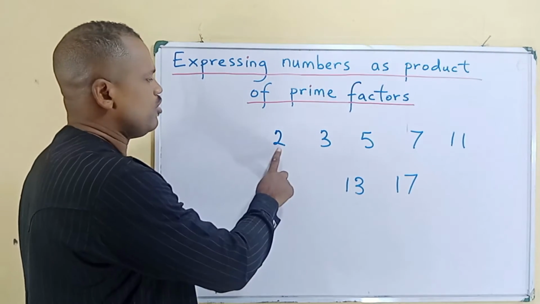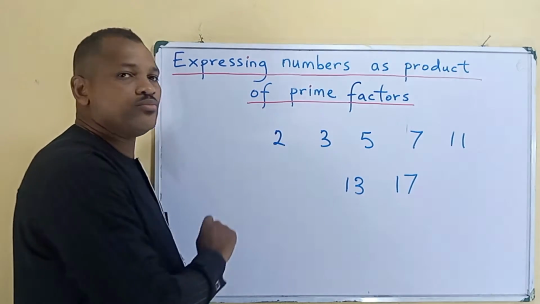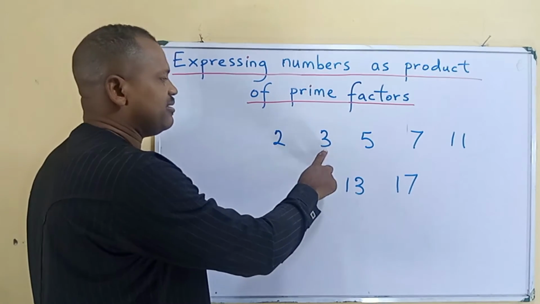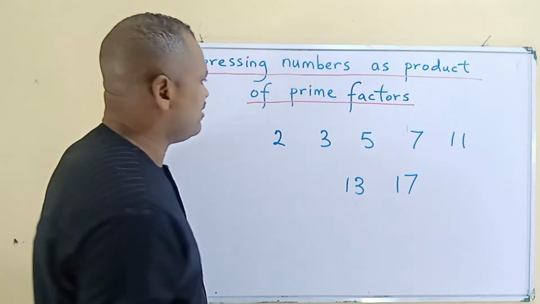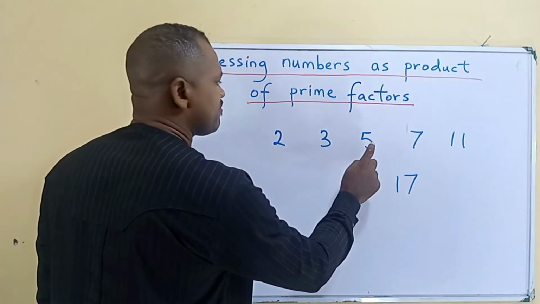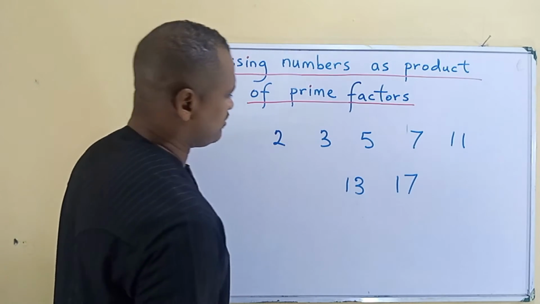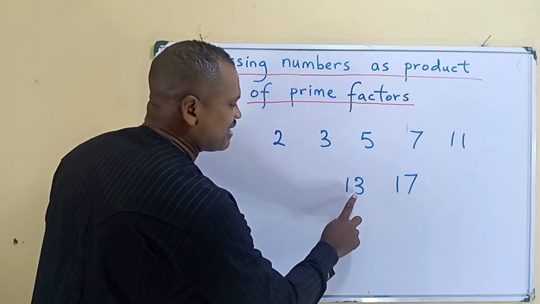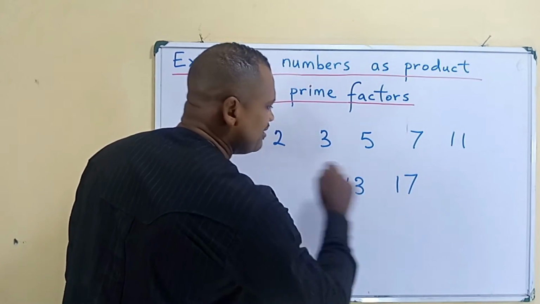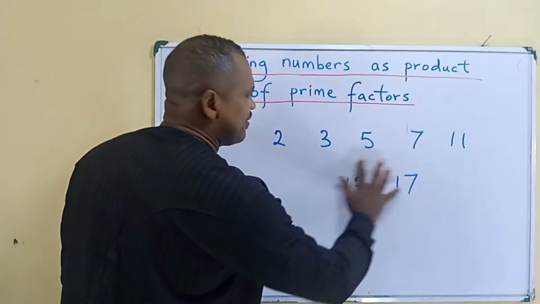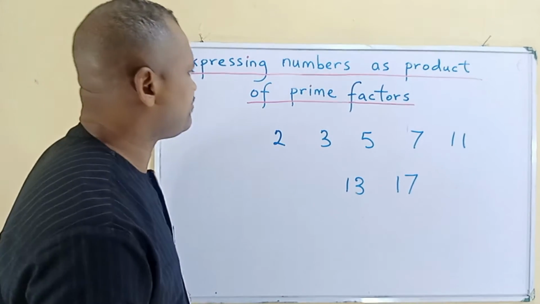Look at 2. Only 1 and 2 can divide into 2. Only 1 and 3 can divide into 3 without leaving any remainder. The same thing goes for 5, 7, 11, 13, and 17. Only 1 and 13 can divide 13. Only 1 and 17 can divide 17. These kind of numbers are known as prime numbers.